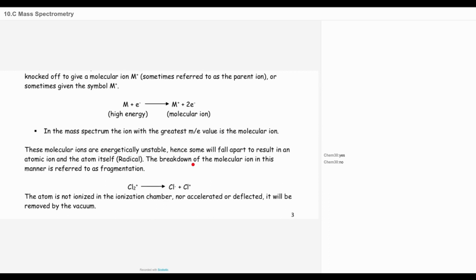Now, this molecule ion or the parent ion is highly unstable. I'm going a little bit fast because I have already done this. So if you need me to slow down, just let me know, because since we have already done it, I'm just going a bit fast, right?